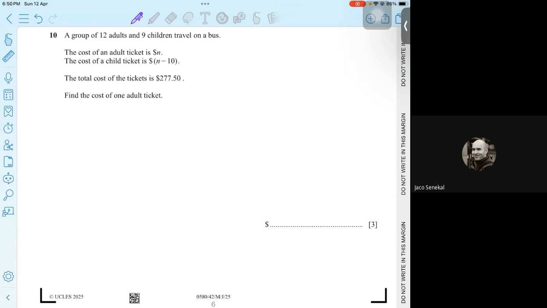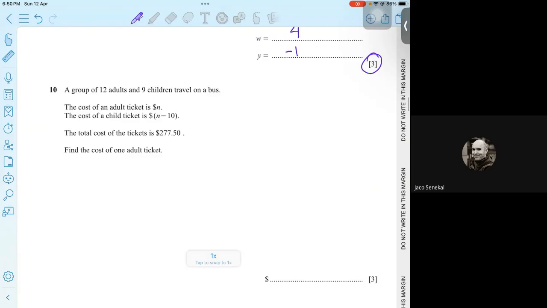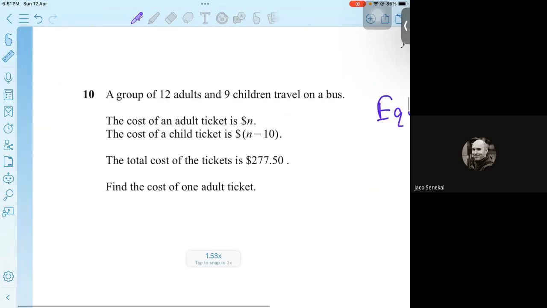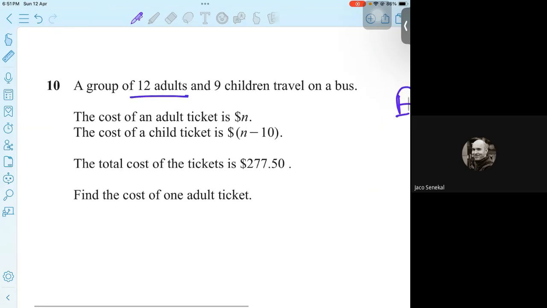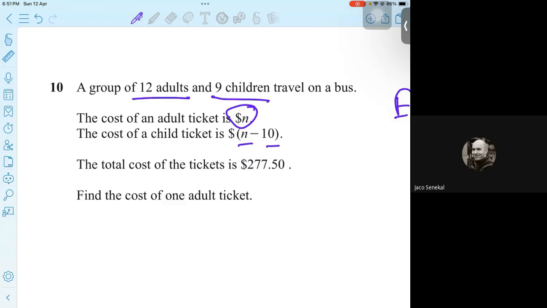Okay, next question. A group of 12 adults and 9 children travel on a bus. You will see questions like this very often. The hardest part in this is just to form the equation. So equation forming. You have to be able to understand what variables to use and how to form the final equation. So let's read the question very carefully. We have 12 adults and we have 9 children. The cost of an adult ticket is $N. So each adult, if I have to get on the bus, I have to pay $N. The cost of a child's ticket is N minus 10.